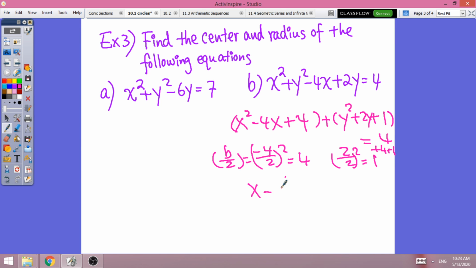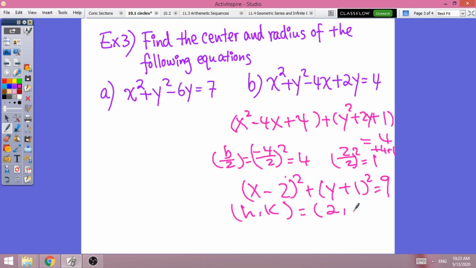So we factor it: we have x minus 2 quantity squared. And then the other part right here, factor, so we have y plus 1 quantity squared. And 4 plus 4 plus 1, so we have 9. That means the values of h and k, the center, we have 2, comma, negative 1. And the radius, square root of 9, that'll be 3. Okay, so that's the equation of the circle with the center and the radius.